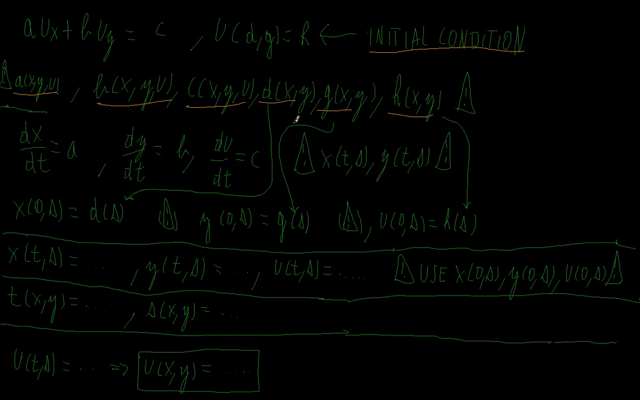How will you proceed? The first thing you will do is parameterize your x and y with some parameters t and s. T is for time and s is, I don't know. Then what you will do is set your a equal to dx dt, your b equal to dy dt, and your c equal to du dt.